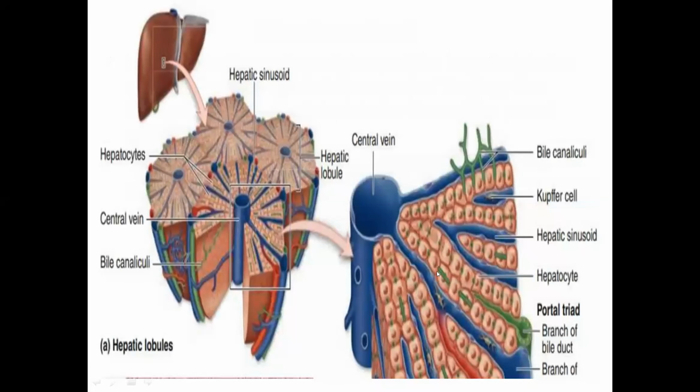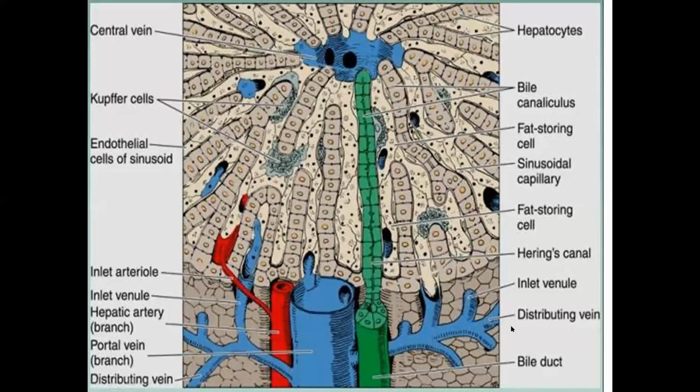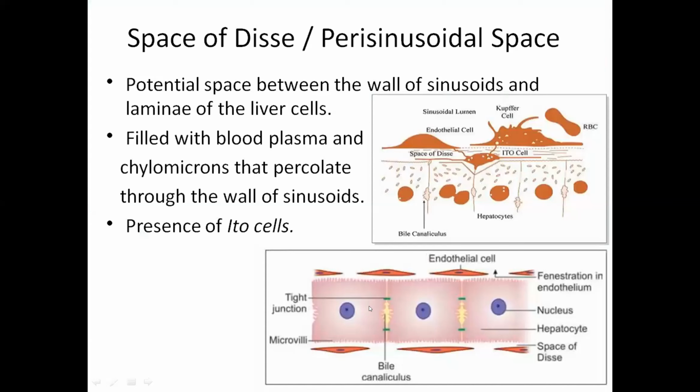Here you can see bile canaliculi. These are the intralaminar bile canaliculi. You can note here in these hepatic cords. These bile canaliculi, when they reach towards the periphery of the hepatic lobule, become converted into the canal of Hering, which opens into a branch of the bile duct. Again, bile canaliculi, canal of Hering, which opens into the branch of the bile duct.